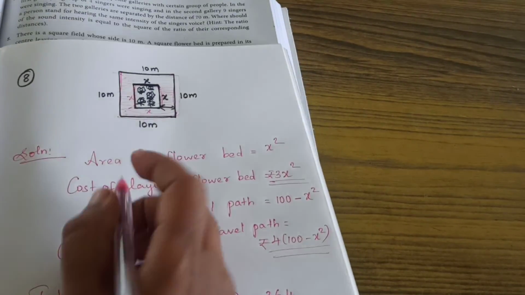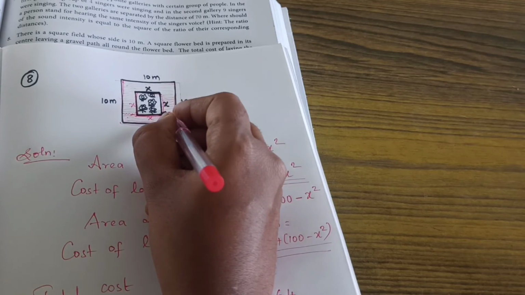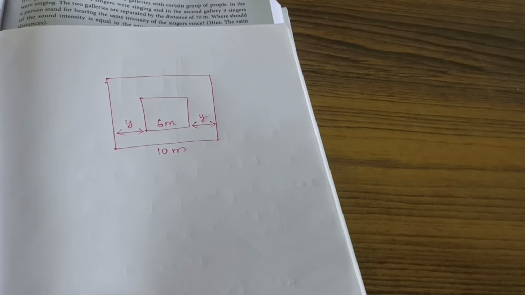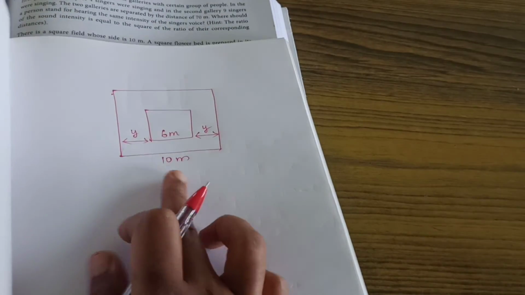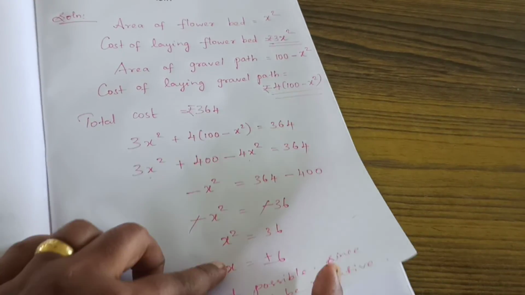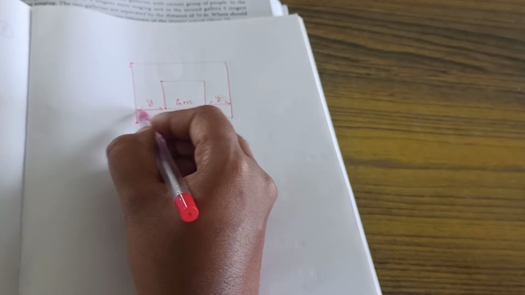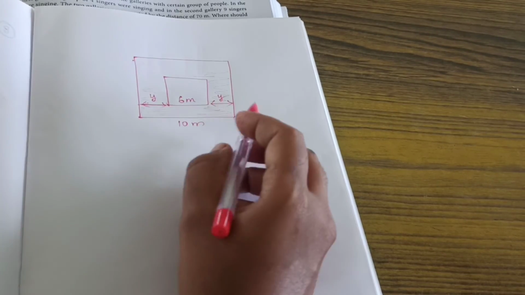Okay. So we just found the flower bed distance, but we need to find the length of the gravel path. We don't know this yet, so for your understanding I redrew this. This is the square field and this is the flower bed, and the square field length is already given as 10 meter. This x value, the flower bed distance, we have now found: x equals 6 meter. So I just wrote 6 meter. We need to find the length of the gravel path, this gravel area. This y value only we need to calculate.